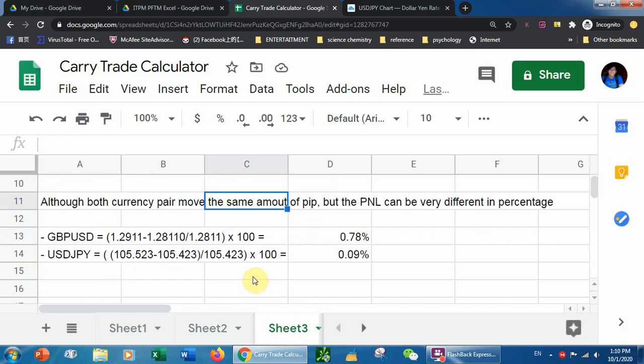So in fact, a 100 pip move is really just a 0.0-something percentage move, right? Which is not very high compared to the stock market, for instance. In the stock market, even the least volatile stocks like the blue chips can have 1 to 2% of daily volatility, right? So compared to the stock market, you will see that the forex market is relatively less volatile.